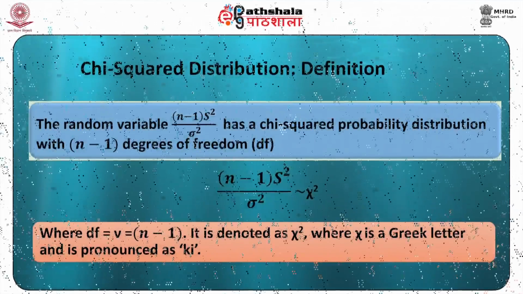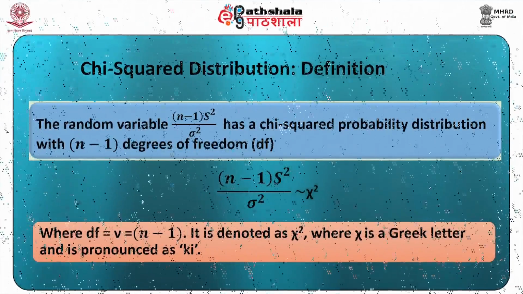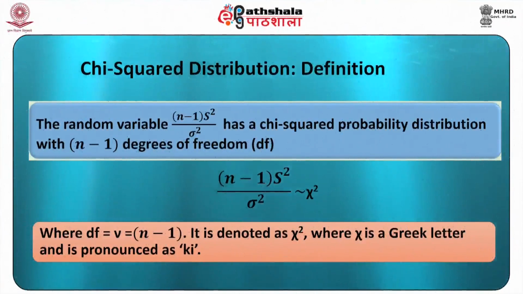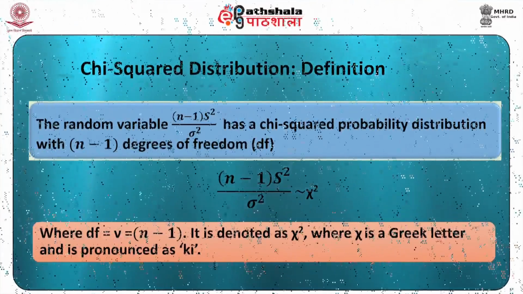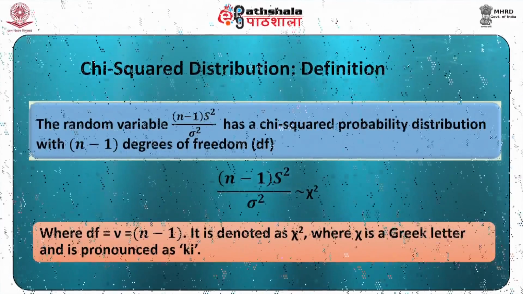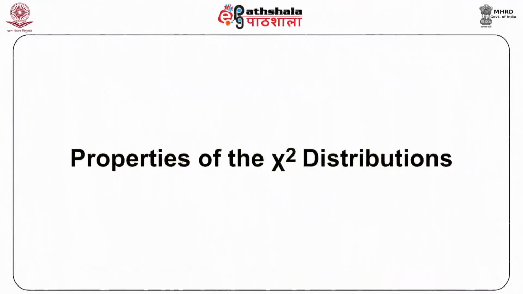Then you will find that the random variable (n minus 1) into S square upon sigma square has a chi-squared probability distribution with n minus 1 degrees of freedom. In notational form, we can write this as (n minus 1) into S square upon sigma square distributed as chi-square nu, where degrees of freedom is denoted as nu equal to n minus 1. It is denoted as chi-square, where chi is a Greek letter, and I am sure you know it is pronounced as chi. Properties of this chi-square distribution.